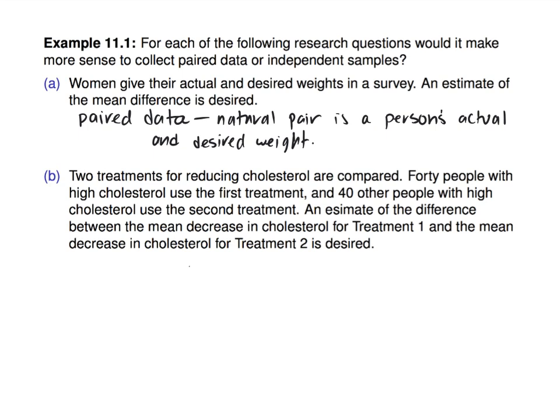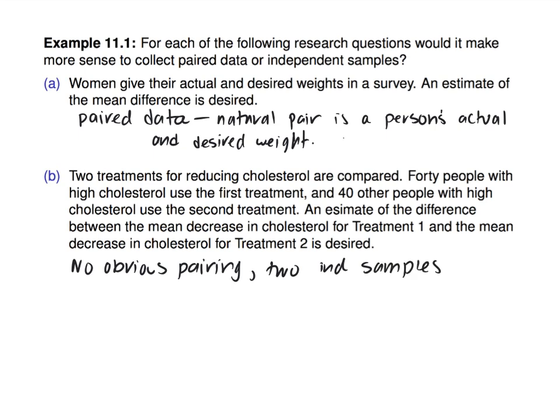2 treatments for reducing cholesterol are compared. 40 people with high cholesterol use the first treatment, and 40 other people with high cholesterol use the second treatment. An estimate of the difference between the mean decrease for cholesterol for treatment 1 and the mean decrease for cholesterol in treatment 2 is desired. So you could theoretically design experiment B using a paired system, but there is nothing that states this is paired. So no obvious pairing. So this would be 2 independent samples.